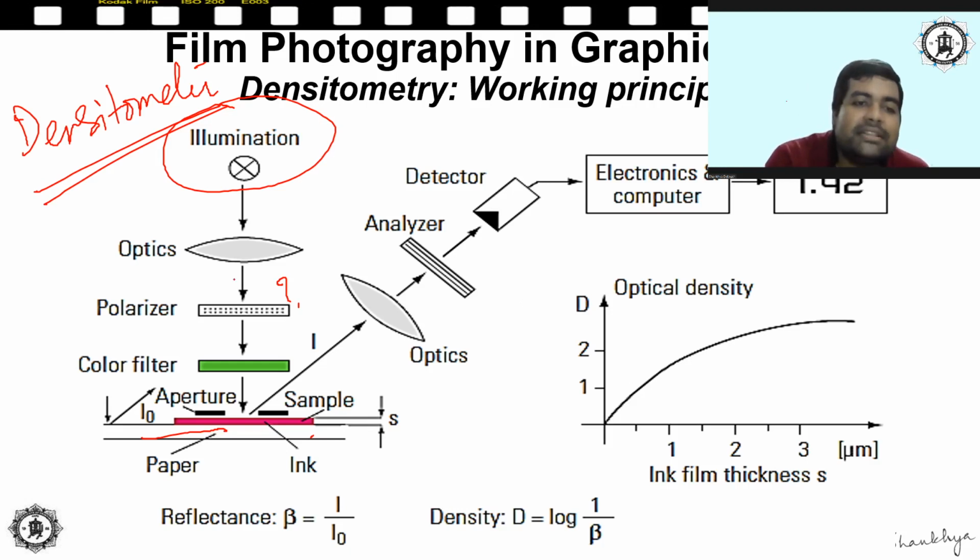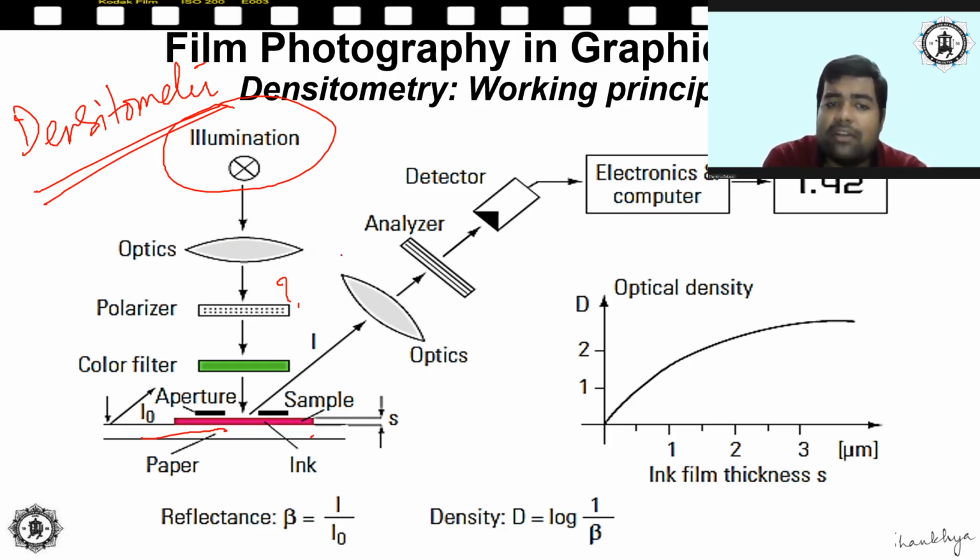Alright, now once the light is incident on it, some of it will be reflected from the printed substrate. In order to focus that amount of light, we need another optical setup which will convert that light.